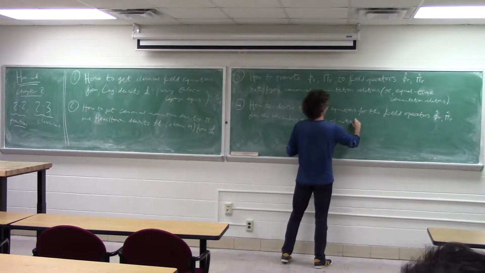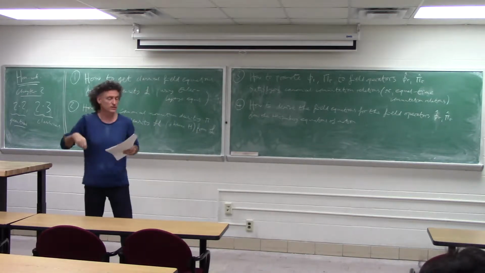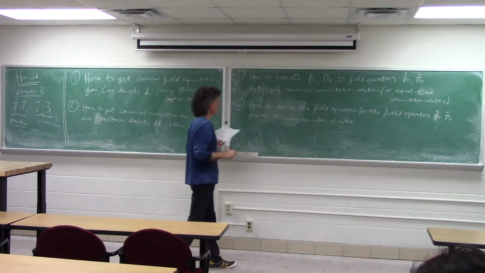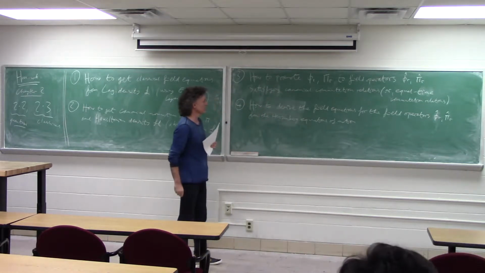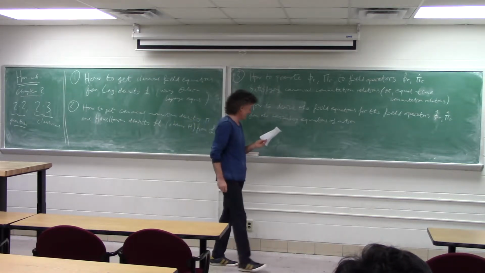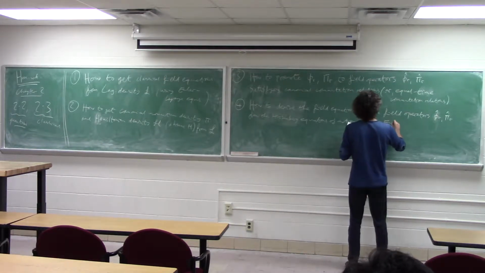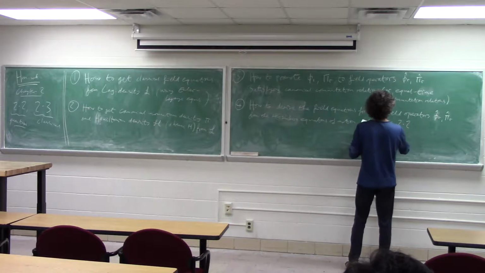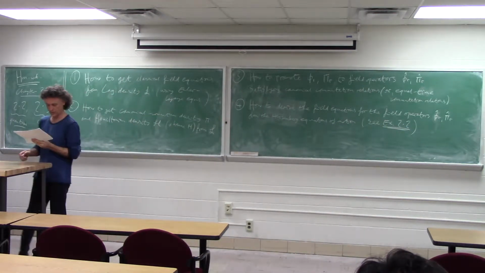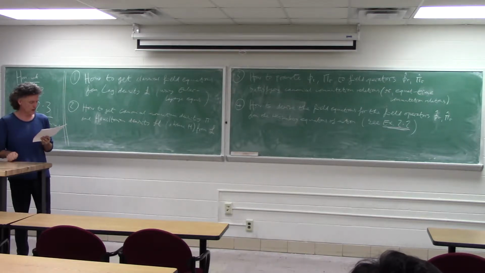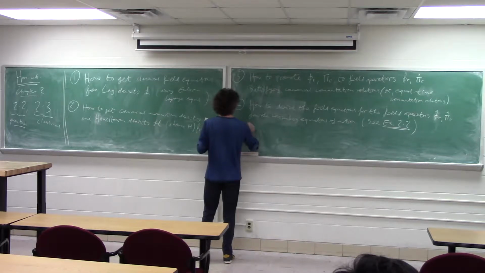So these fields, when quantized, will obey the same field equations as the classical field equations. But you should be able to check that and show that you can derive the field equations for these operators from the Heisenberg equations of motion. See exercise 2.2. So that's actually the homework problem that I've set you there, 2.2, is to actually do this for the Klein-Gordon field.